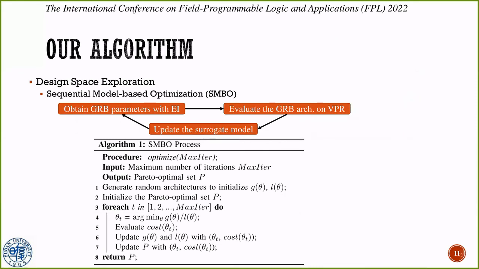Our algorithm is quite simple, following a sequential model-based optimization scheme. In each iteration, we obtain a new GRB parameter with EI, evaluate the parameter on VPR, and then we update the surrogate model with our evaluation results.